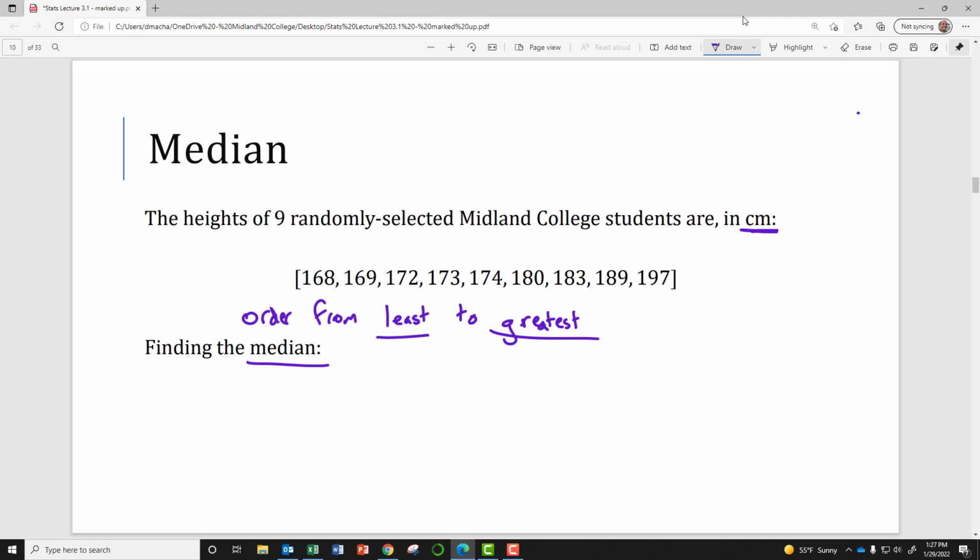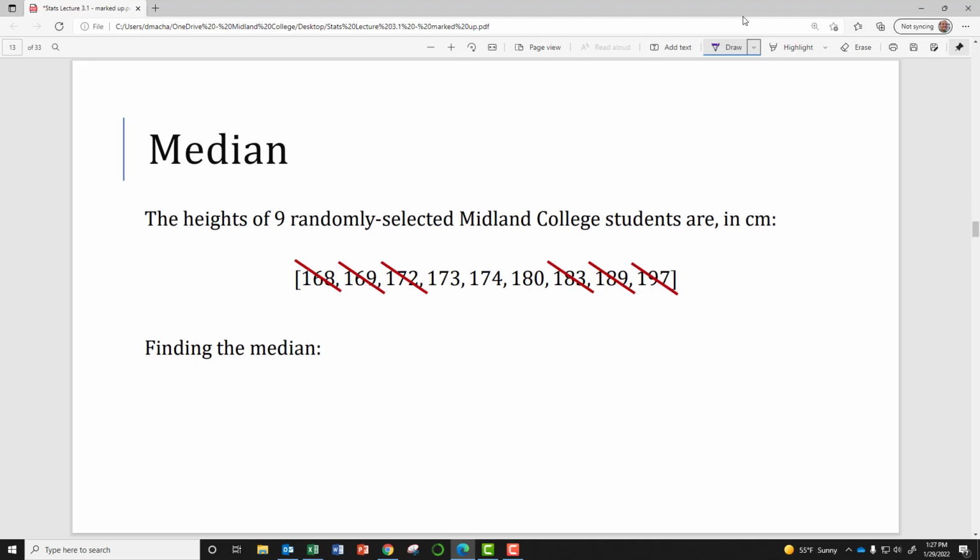And then after you do, here's what happens. We're going to cross off the lowest one and the highest one. And then again, cross off the next least number and the next greatest number. And we're going to continue like this until we arrive at the number in the middle. Okay?